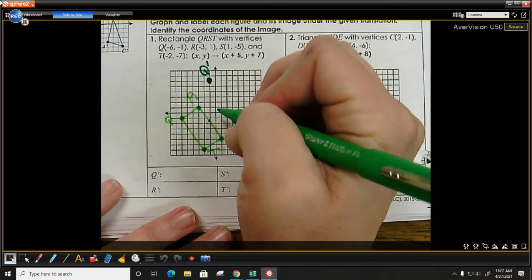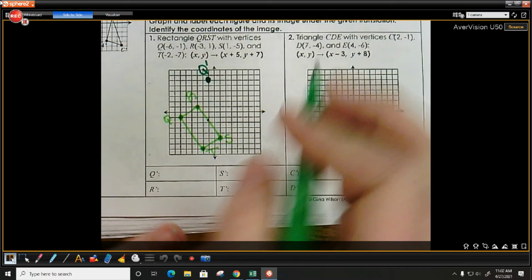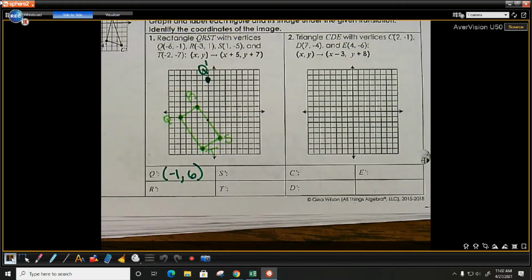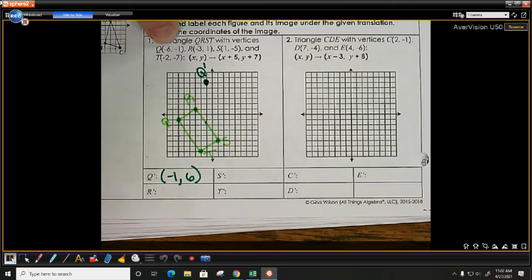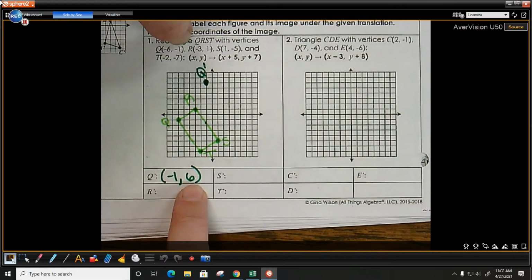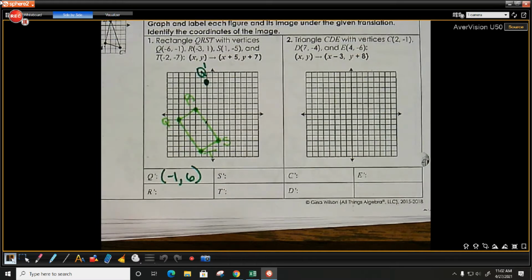Now that ordered pair is (-1, 6). So let's pretend we didn't even use the graph, guys. Okay? Q was at -6. What's -6 plus 5? -1. I was at -1, but then I add 7. What's -1 plus 7? 6. So do you see how you don't even have to use the graph? We could just look at the ordered pairs, add 5 to the x value, and add 7 to the y value. But we're going to use the graphs for the first two.